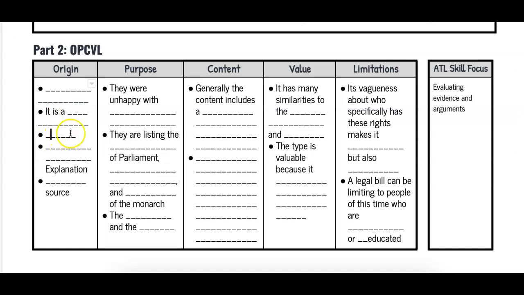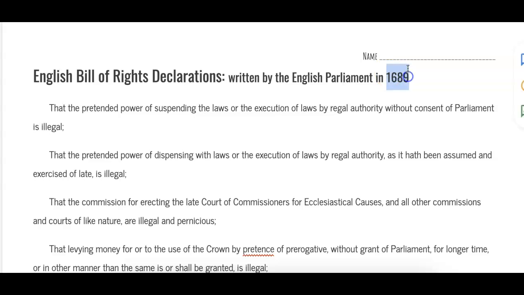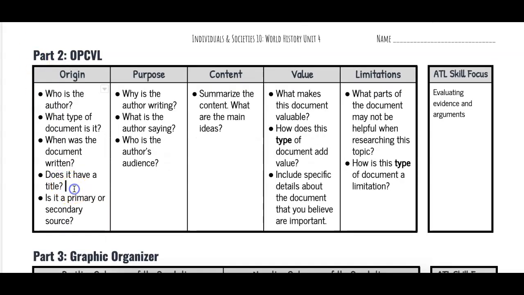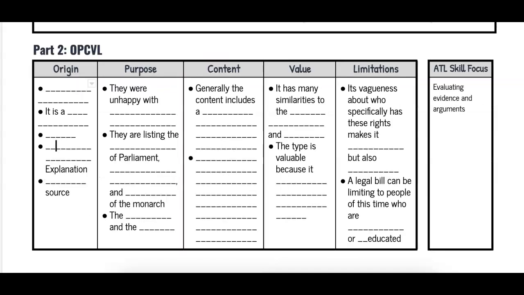Now I see that my third bullet point here is just something very short. So let's look at the question to make sure we know what it's asking. When was this document written? So I'll go back to my document. I see 1689, and I will write that in my third line. My fourth line says blank blank explanation. My question is, does it have a title? The answer is yes, and so now I need to explain what the title is. So I'll look at the title and I see English Bill of Rights Declarations. So in fact, you need to make an edit here. It's not an explanation, it's a declaration. So this should be English Bill of Rights Declaration. So just cross this out and write declaration.